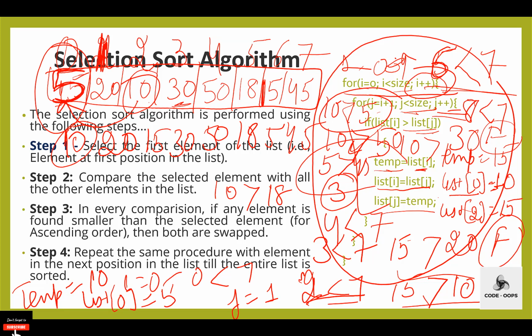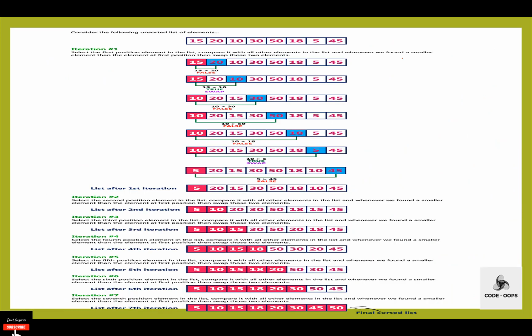Let's see the complete example of selection sort. Let's start with pass 1. Select the first position element in the list, compare it with all other elements in the list, and whenever we find a smaller element than the element at the first position, then swap those two elements.